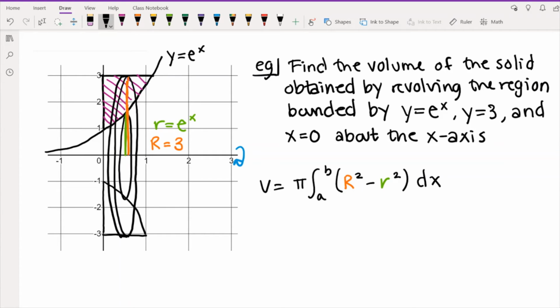Okay, so let's put these values in. So we're going to have pi times the integral. And so our bounds, again, we're just looking at what is the smallest and biggest x value that we're looking at here. So actually, in this case, there's a little bit more that we need to think about. And so let's come back to that in a moment. I want to just put in our radii first, and then we'll come back to that idea. So the big radius is 3 squared. The small radius is e to the x, and we're squaring that.